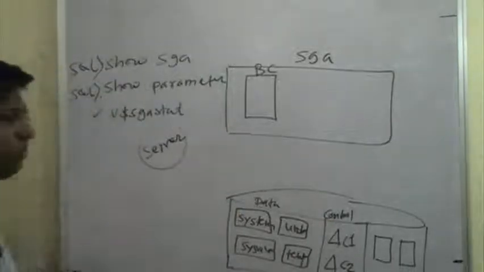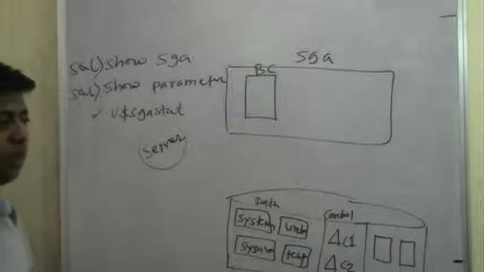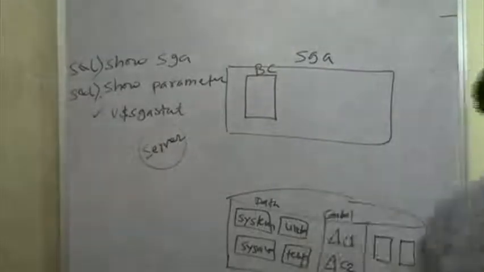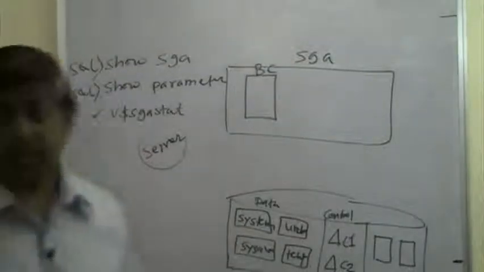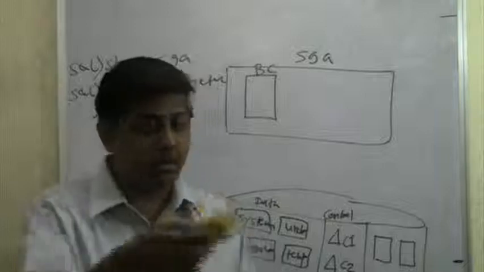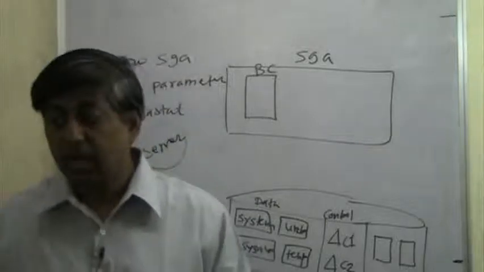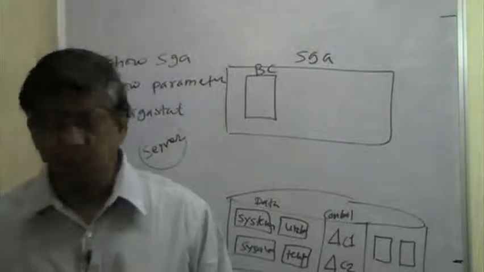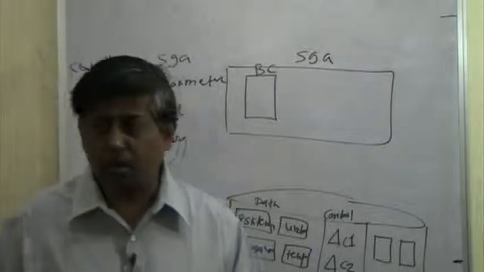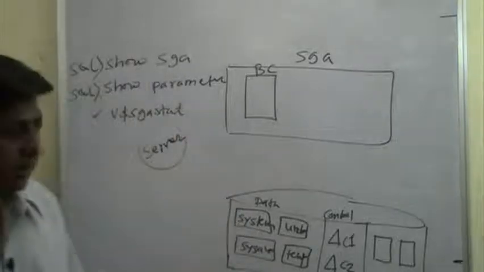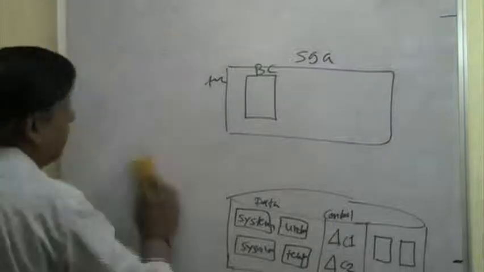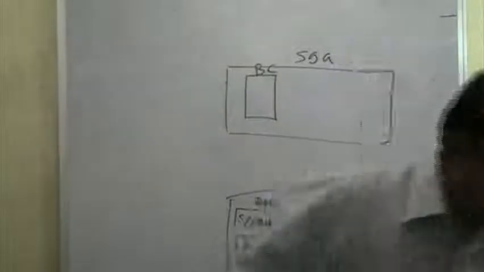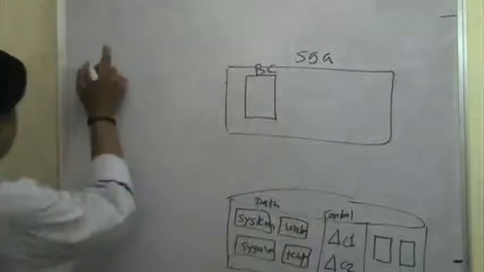Then the third question I have is how to find out the standard block size of your database. When you created the database, what was the standard block size? 8K. But how do you know that? I may have created the database with an 8K block size, and you may have created it with a 2K block size. How do you find that out? Show parameter db_block_size. As simple as that. Show parameter db_block_size.